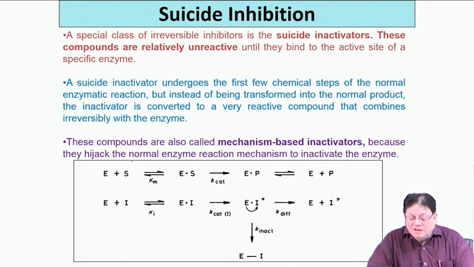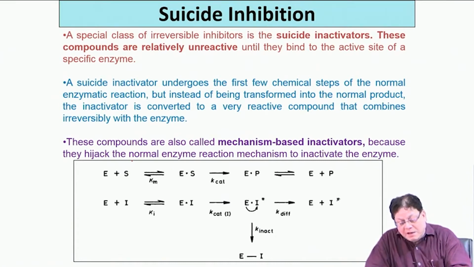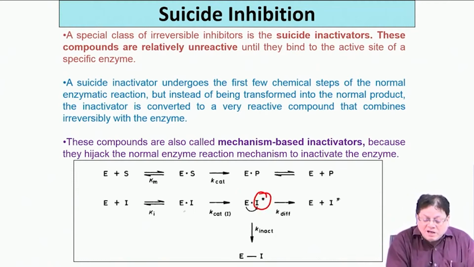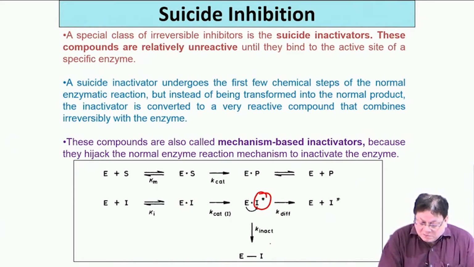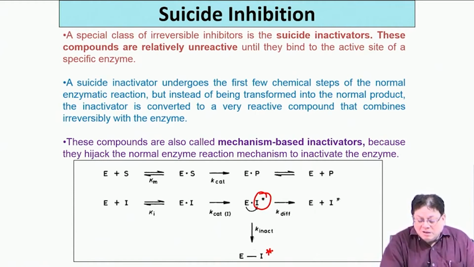But ironically, the enzyme is doing the same reaction like what it does on the substrate, but in the process it makes a molecule which is highly reactive. Before the reaction it was not that reactive, after the reaction it became very reactive, and then as it is so reactive it immediately forms, actually this should be I star, E-I star. So, a covalent bond is formed.